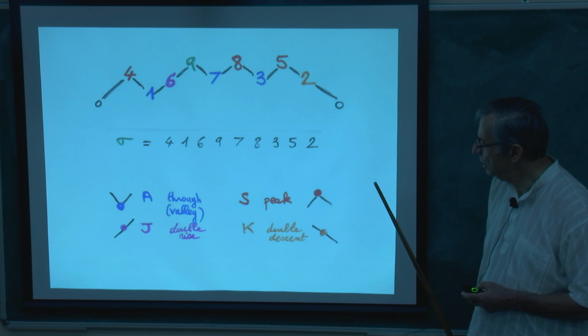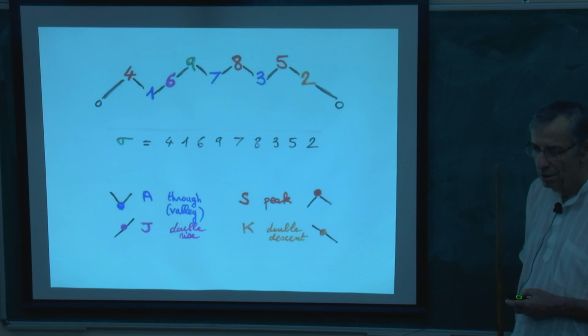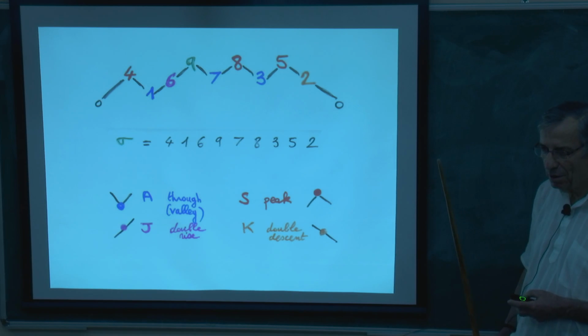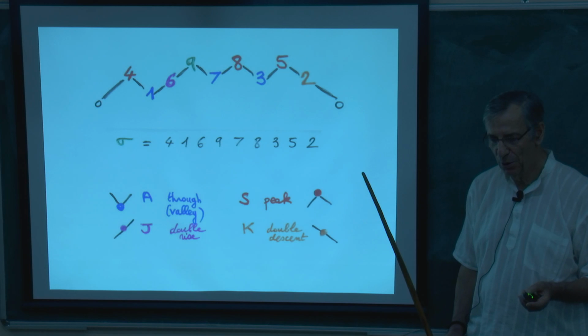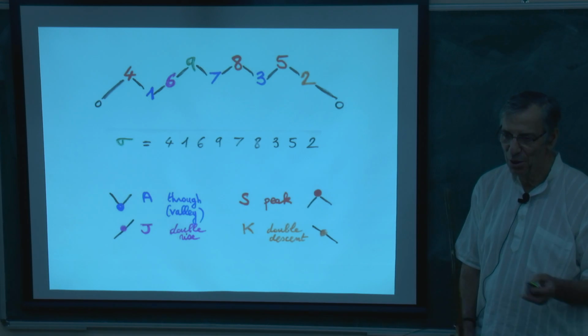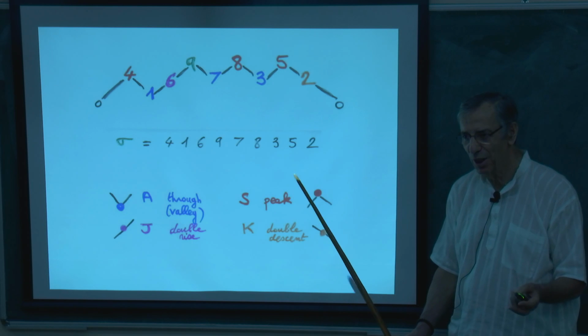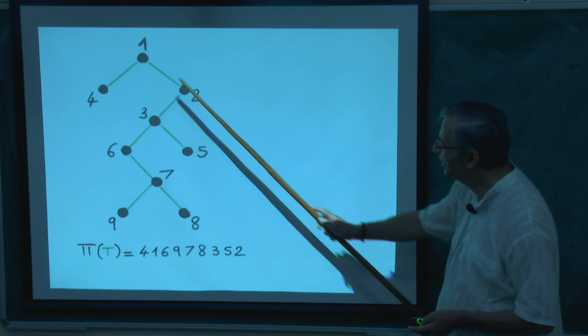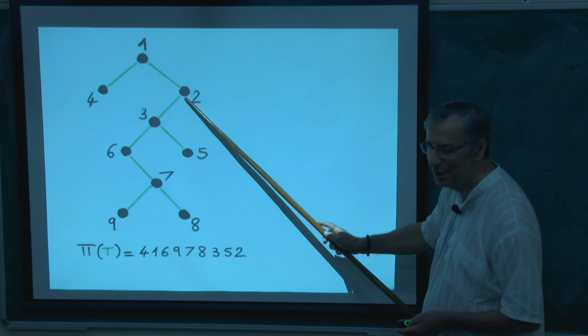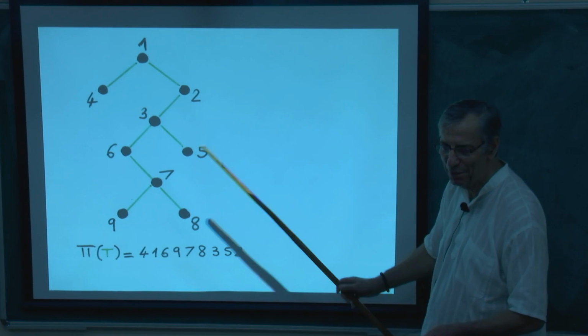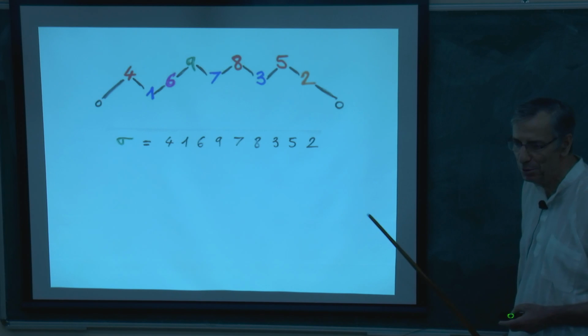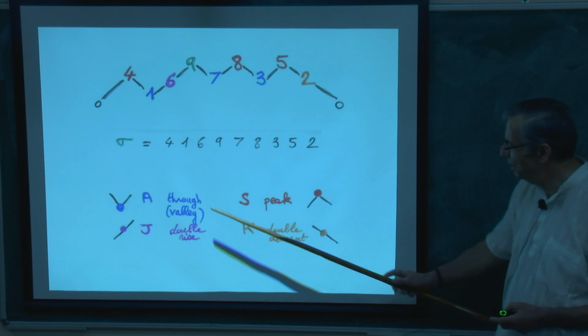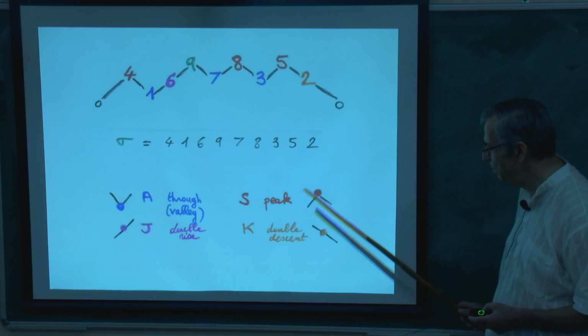Now there is a relation between the classification of vertices of the déployer, according to whether there is one child on the left, one child on the right, no child or two children. So there's a classification. Here it's a double vertex. This is a single vertex on the left, single vertex on the right. So this classification can be reflected in the permutation by what we call valley, double rise, double descent, and peak.